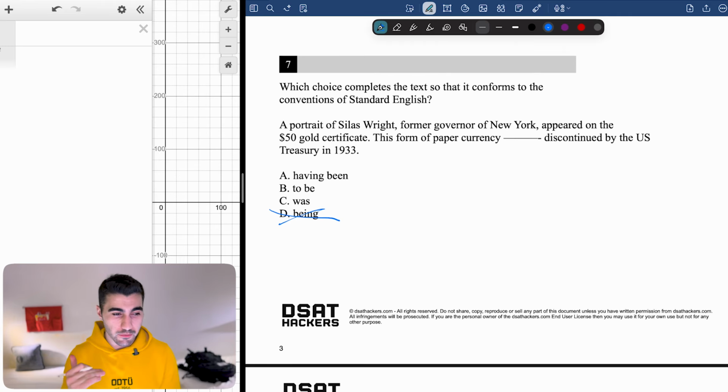Being, wherever you see being, just cancel that, right? So we are between 3 choices, and you can see here that this form of paper currency is going to be past tense because it happened in 1933. So it should be past. It can't be "to be." "Having been" also can't be this one, so it's going to be just "was." This form of paper currency was discontinued by the US Treasury in 1933. Choice C is the answer for this question.